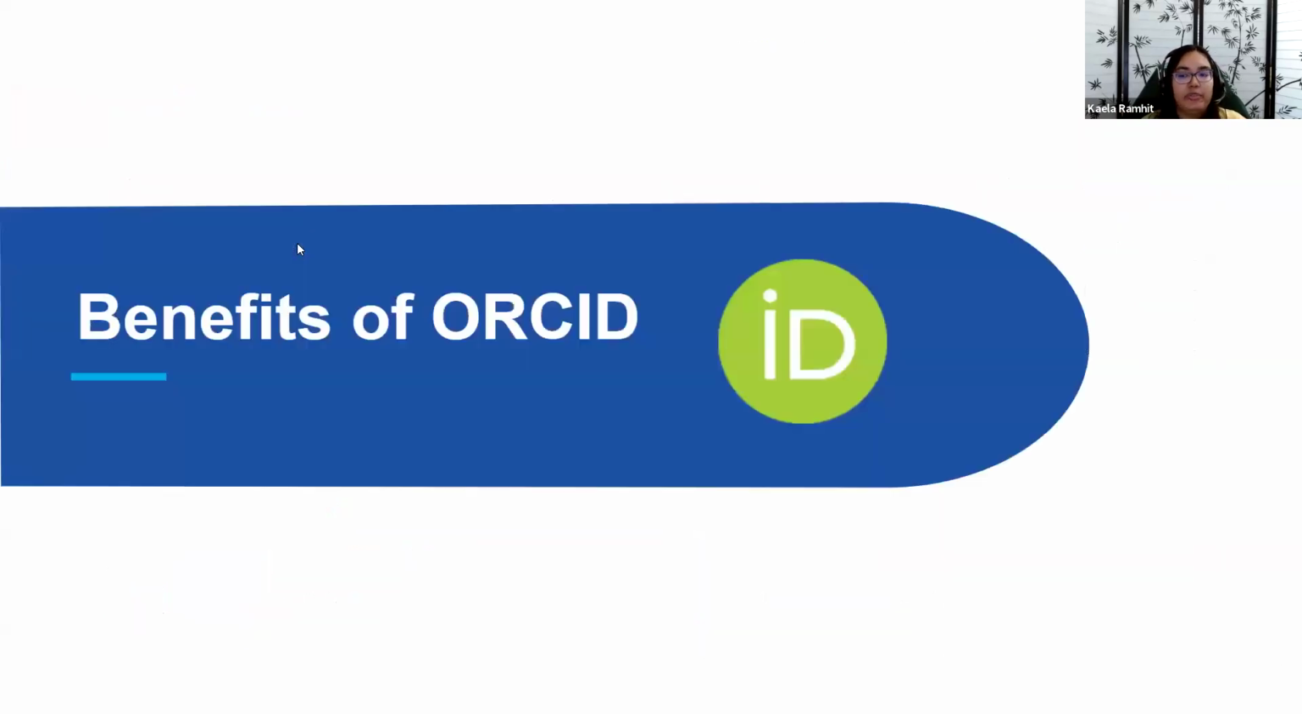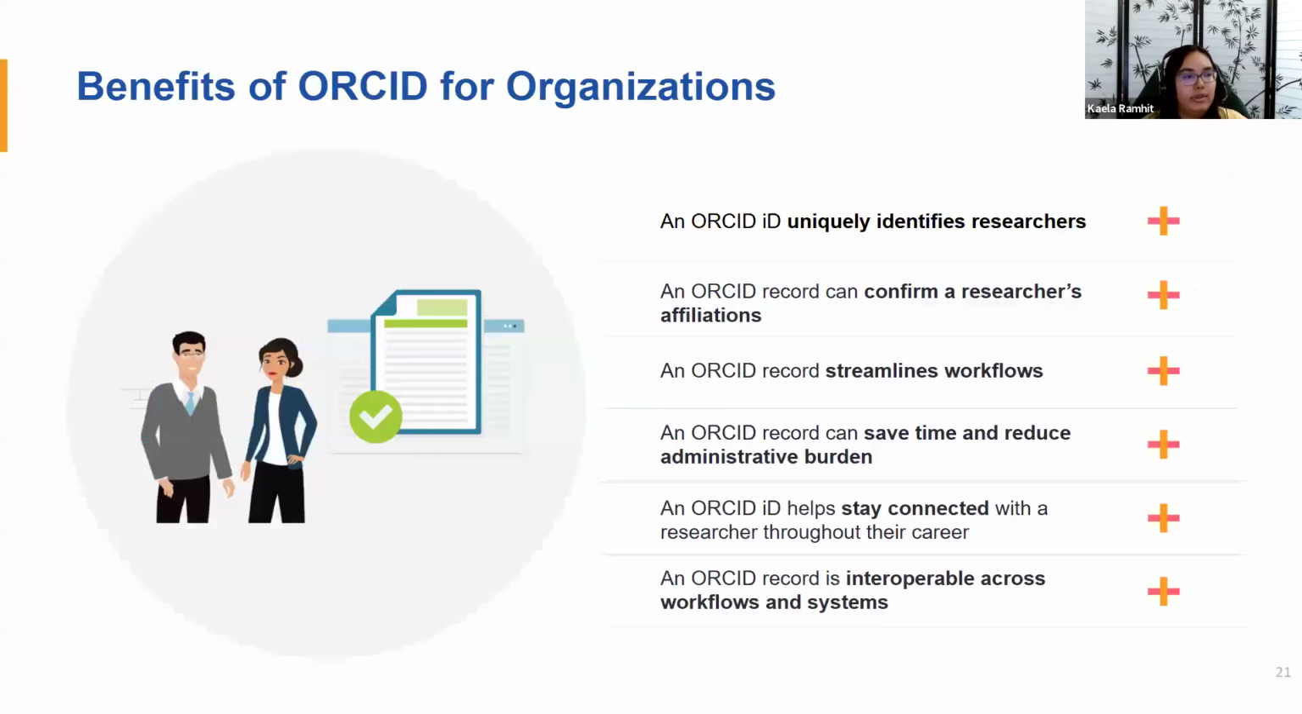So now let's move on to the benefits of ORCID. ORCID can distinguish researchers from each other. An ORCID ID can persist over time, even if a researcher's name or anything else in their life changes. It can bolster researchers' digital identity, ensure that researchers meet funder, publisher, and reporting requirements, and it can also help save time when filling out forms and reduce administrative burden.